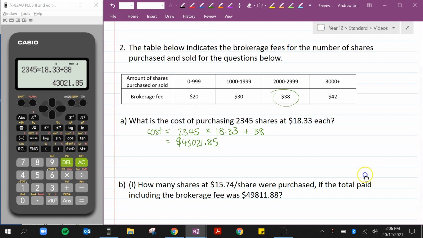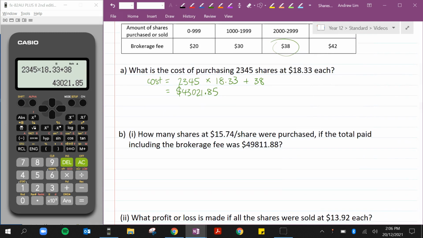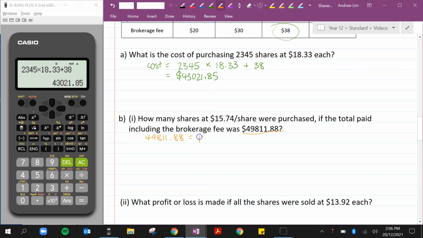Alright, what about question B, part 1? How many shares at $15.74 per share were purchased if the total paid including the brokerage fee was $49,811.88? So this is our total cost. So we're going to put that on the left hand side, $49,811.88. We know it costs $15.74 per share times the number of shares. I'll just write that as N for the number of shares. I don't know how many it is. That's what we're trying to work out. How many shares? Plus the brokerage fee.